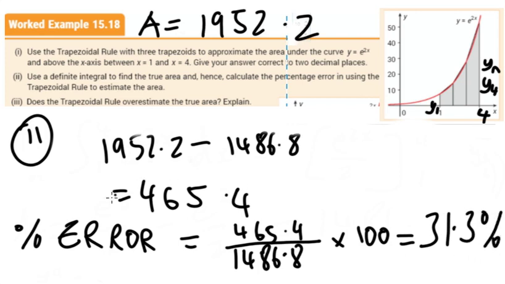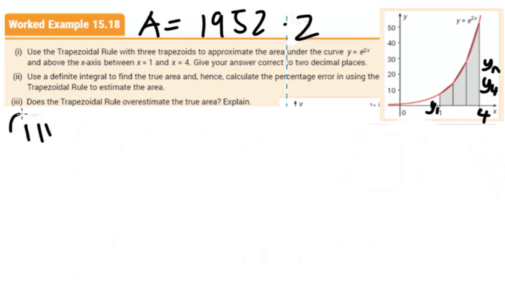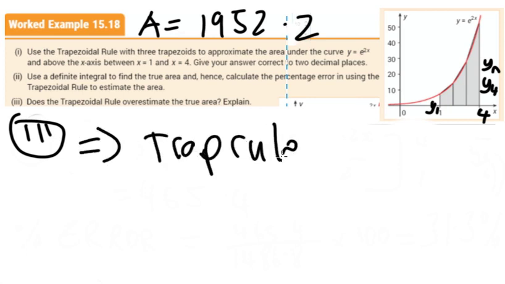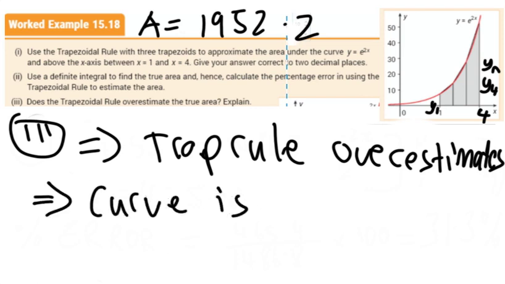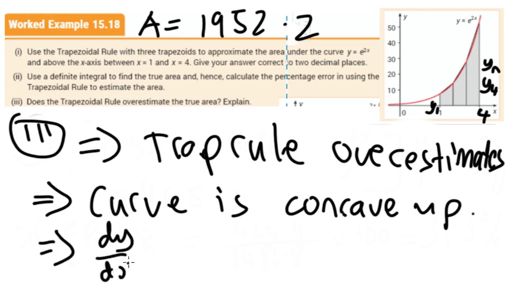It's a massive error, and obviously the trapezoidal rule is bigger, it overestimates the area. But for the last part, we can't just say that. We have to prove why it is. So we would say trap rule overestimates. And what was the reason we said in the last video? Because the curve is concave up. From the diagram you can kind of see it's concave up, but we need to show it is. So how do you show it is? We will get dy dx first, which will be e to the 2x times 2, because it's chain rule, we're differentiating.